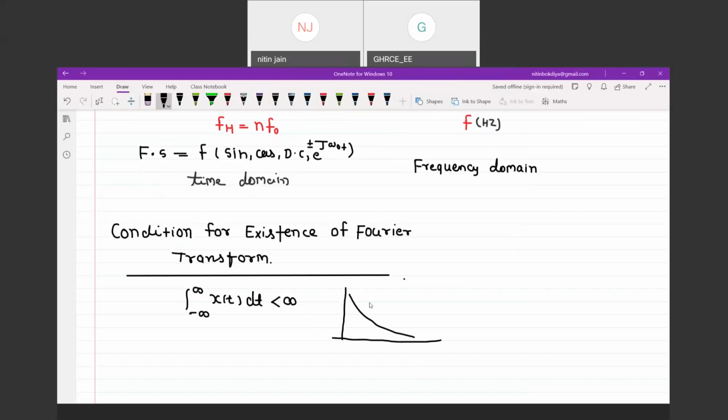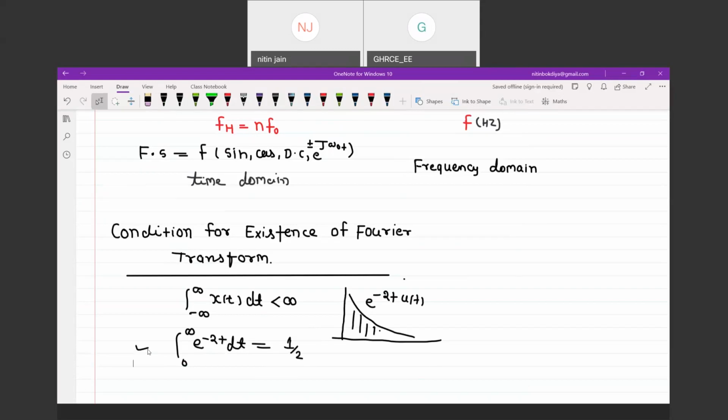Suppose this is the function e to the power minus 2t into u(t). You can say the area under the curve of this function is the integral from 0 to infinity of e to the power minus 2t dt, which is equivalent to 1 by 2. And 1 by 2 is a finite area. So you can calculate its Fourier transform. It's fine to get the Fourier transform of this.